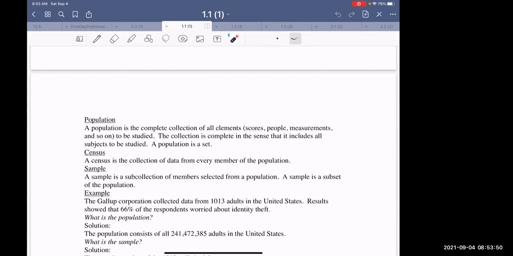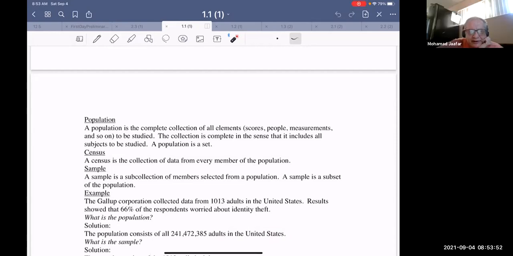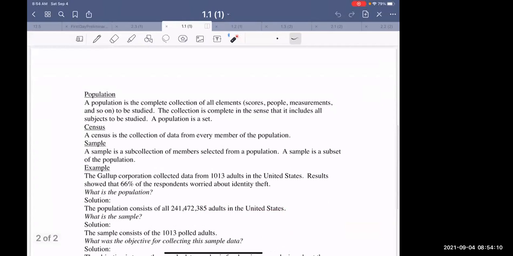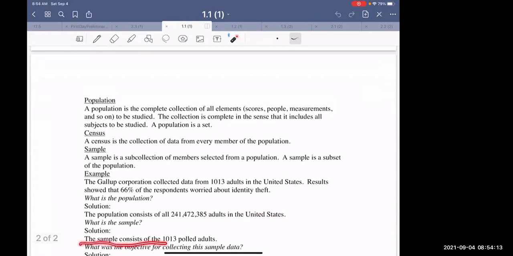What is the sample? Now that's easier. 1,013. Yep. There's the sample. So it's these people who are the sample. So this is the set, and here is the subset. And so the sample consists of 1,013 polled adults. What was the objective? So what was the objective of this?